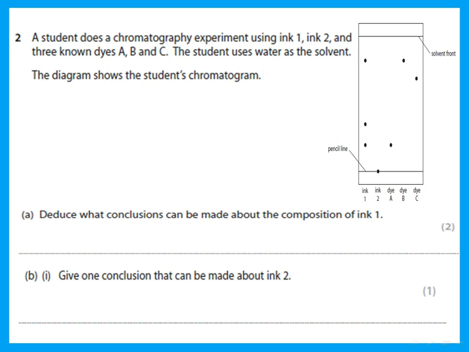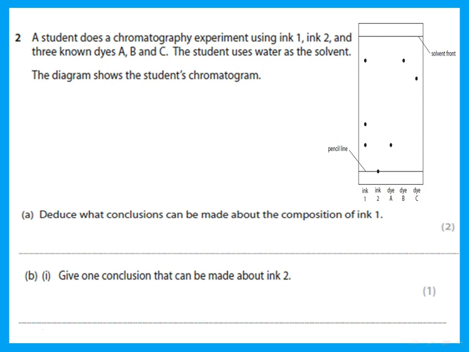The question says a student does a chromatography experiment using ink 1, ink 2, and 3 known dyes, A, B, and C. The student uses water as the solvent. The diagram shows the chromatogram. Then deduce what conclusions can be made about the composition of ink 1. Let's take a look at ink 1. Where is ink 1? What can you tell about ink 1?